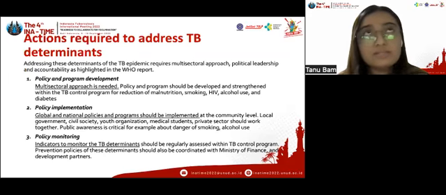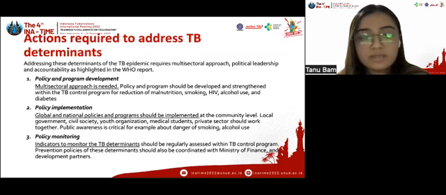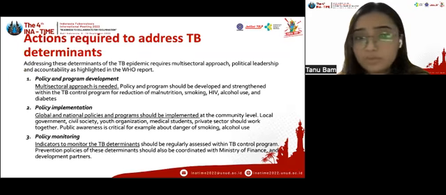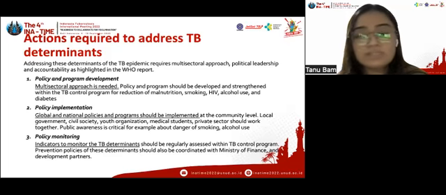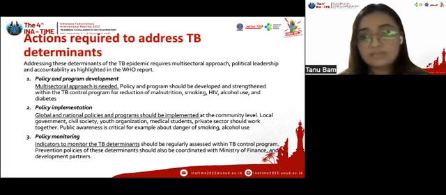Addressing the determinants of the TB endemic requires a multi-sectoral approach, political leadership, and accountability, which was also highlighted in the WHO report. They stated, number one, policy and program development. An advanced and strengthened multi-sectoral approach is needed within the TB control program to fight against the risk factors.